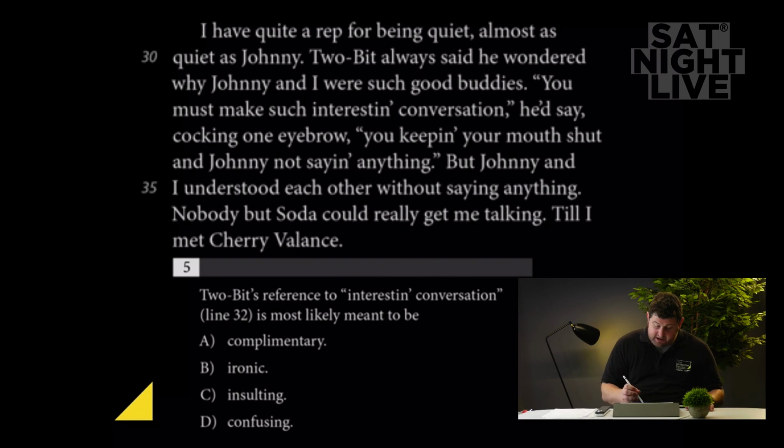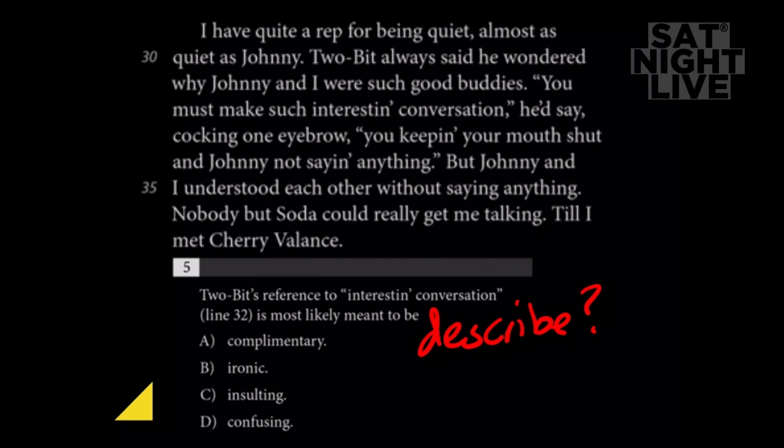From the same passage, question 5: "Tubit's reference to interesting conversation is most likely meant to be..." In my mind, I say that they kind of want me to describe the comment. What type of comment is Tubit actually making? Line 32 is about here. Remember though, I kind of want to get a good sense of the context, and for these questions, it's very likely that I'm going to read most of the surrounding evidence. So for question 5, I want to focus on the comment, but I want to know what's going on.